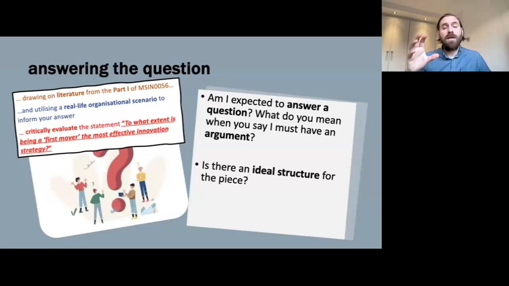So my suggestion is always with pieces like this is start with your answer and then work backwards and then think, well, how do I go about constructing an essay that helps me get to this answer? Because that will help you to act with purpose.